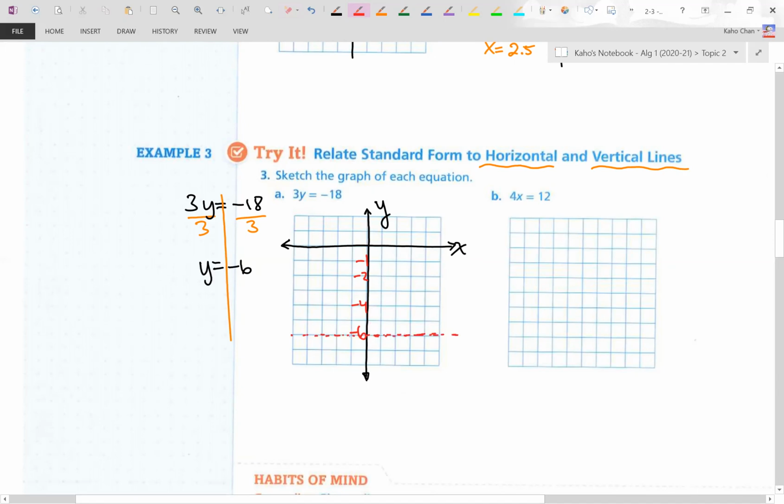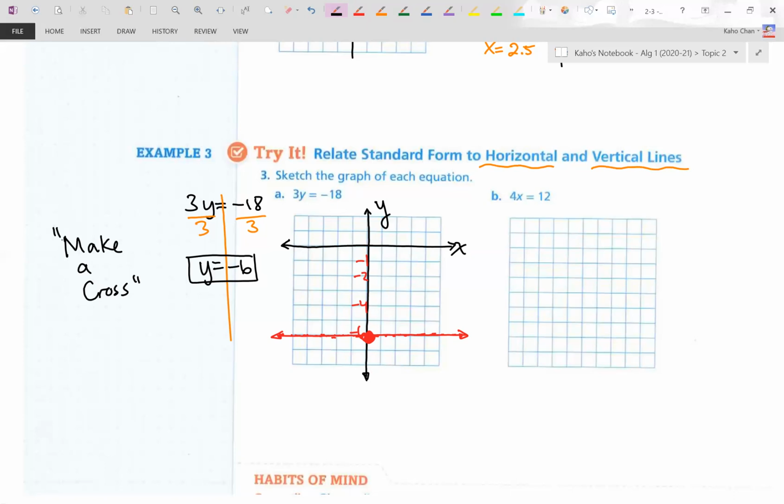So you see what's happening here? I'm basically filling in all the points, and when I do that, you form a horizontal line because y equals negative 6. In fact, I like to say, make a cross. Whenever you have an x equals or a y equals, make a cross is to plot the point on the axis it equals to, like negative 6. And how do you make a cross with a vertical axis? You have to draw a horizontal line. Just a little visual to kind of remind you of making a cross. This creates a horizontal line.